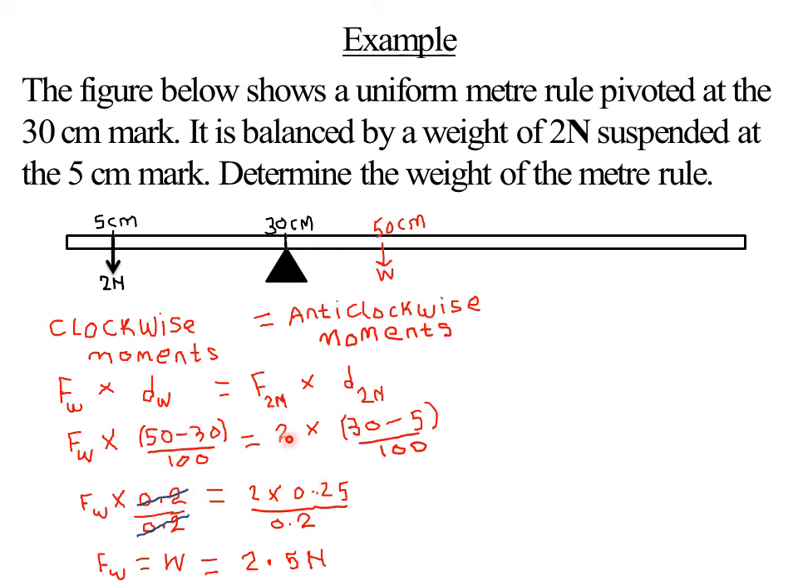So this will be equal to the force due to the 2 Newton, which is 2 Newton, times the perpendicular distance of the 2 Newton force from the pivot, which is 5 minus 30, that is this distance.